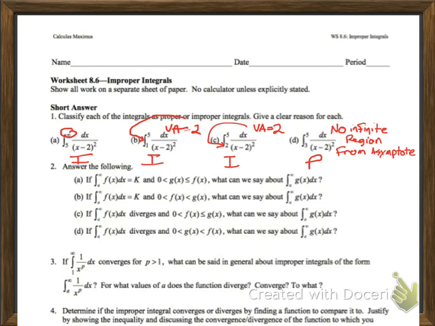C is a vertical asymptote at an endpoint. That's a bad thing too. It's kind of like infinity. You have an infinite area because you're going up against x equals 2. D, on the end, that one's okay. That's a proper one. There's no infinite region within the area of integration, so you're good to go.